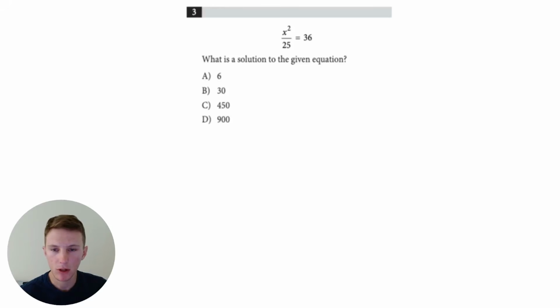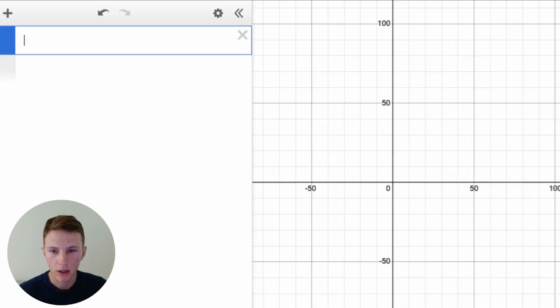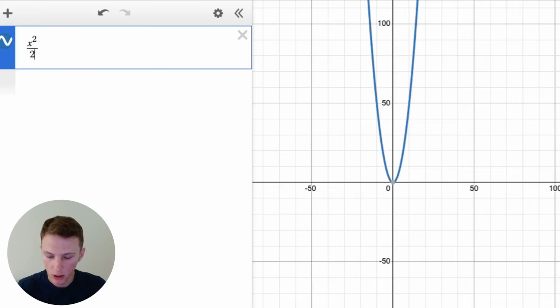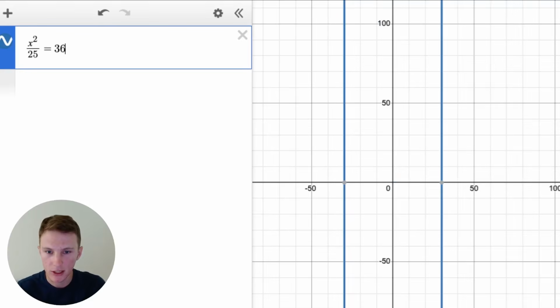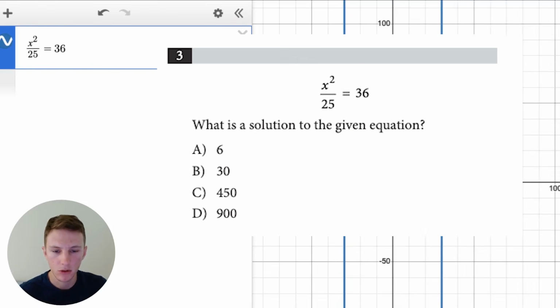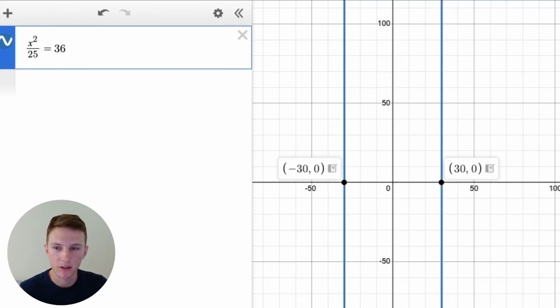So the first type of question you can answer really easily with Desmos is the single variable equation solving questions. So look at the equation on screen here. All I have to do is just go into Desmos, type it out. So it's going to be x squared over 25 equals 36. And then look how cool this is. It'll literally just tell you the two solutions to the equation. And since 30 is the answer choice, we'll just put in 30. So anytime you get one of these, just type it in and it'll tell you the answer.